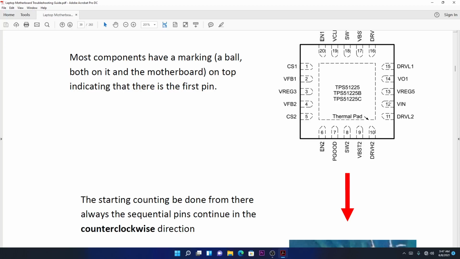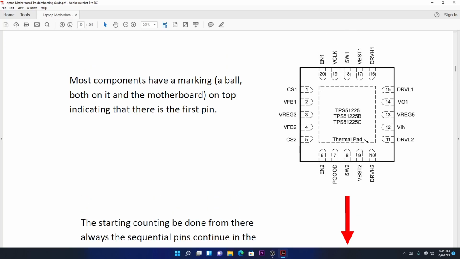VIN, this is where the chip receives the main power by itself. Imagine the chip itself, it needs power. This is where the chip will receive the power. And then the same thing again: VREG5, voltage out, drive low 1. Guys, this is simple. I'm just going to stop it here. It's the same thing, same things.